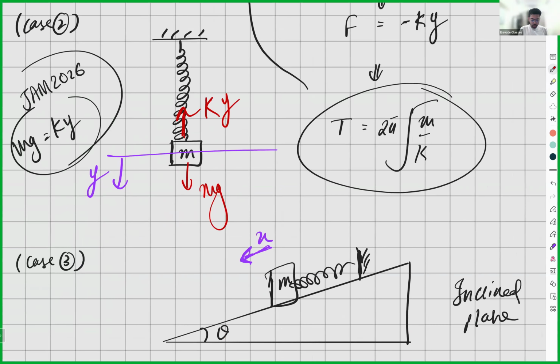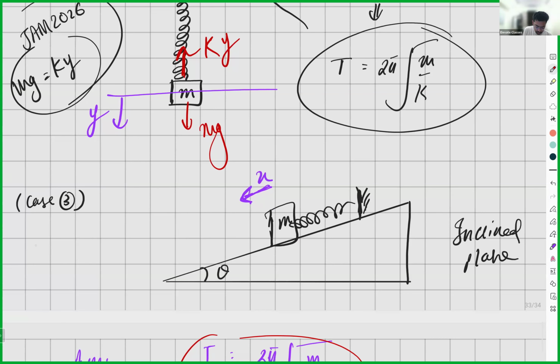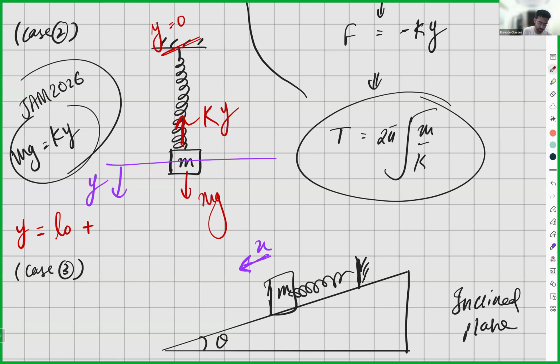Can you guess what will be the mean position over here? If you take this position as y equals 0, the mean position is at y equals L naught plus, using the equilibrium condition, you can find the equilibrium stretch, which will be mg by k. So here the mean position is this. In case 2, this is the mean position.